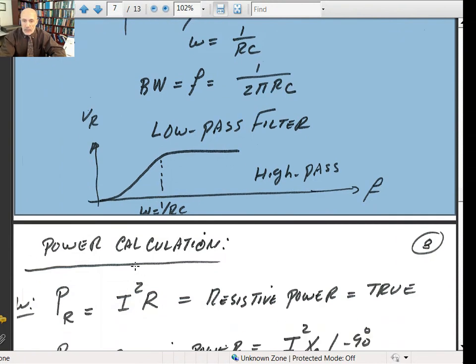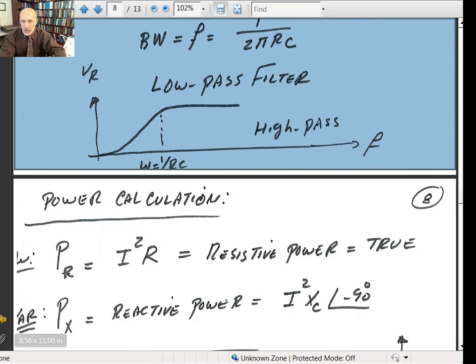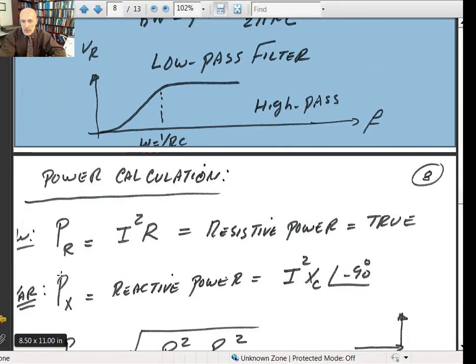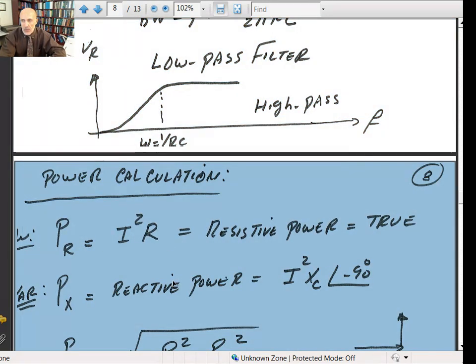Now, let's look at the power calculations in an RC circuit. For the resistor in watts, the power again would be I squared R. That's called the resistive power or the true power. P sub X is called the reactive power, which is in volt-ampere reactive, equal to I squared X of C, but it has a minus 90 degrees phase shift.